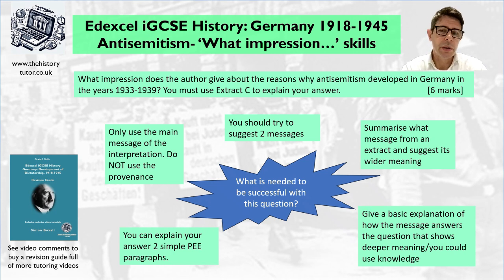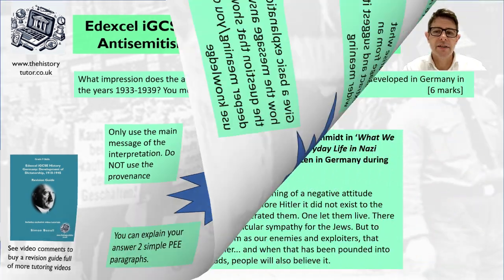So that means we're giving an opening point about what the message is all about, give some evidence and then explain it a little bit. We could do 2 simple P paragraphs. Okay, so let's give this a go now.